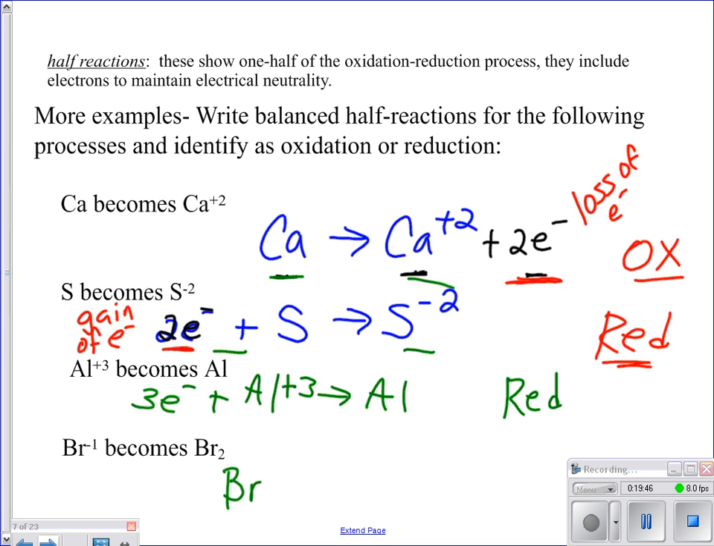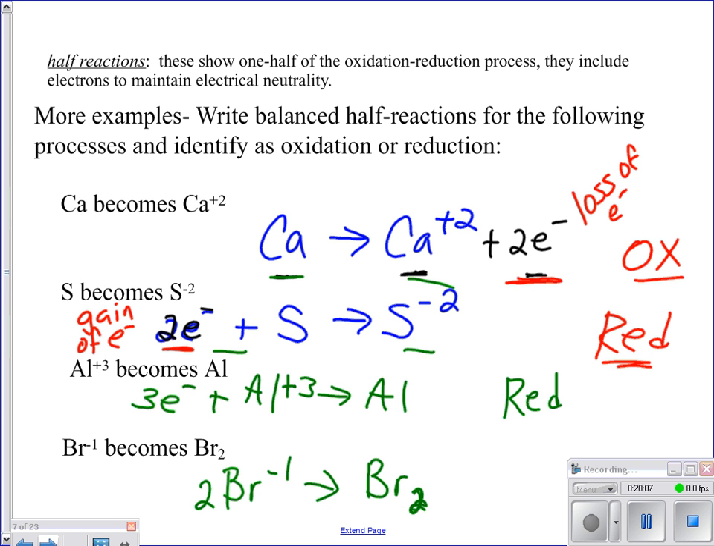I'm going to take my bromide ion and go to bromine. Now, do you see anything here that you might want to do before dealing with your electrons? Balance it. So I look and I see I've got two bromines, two Br on the right-hand side. So I have to have two Br⁻ on the left-hand side.